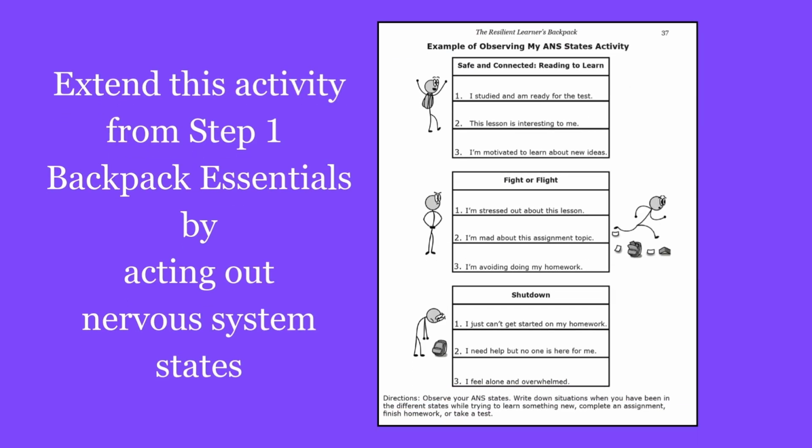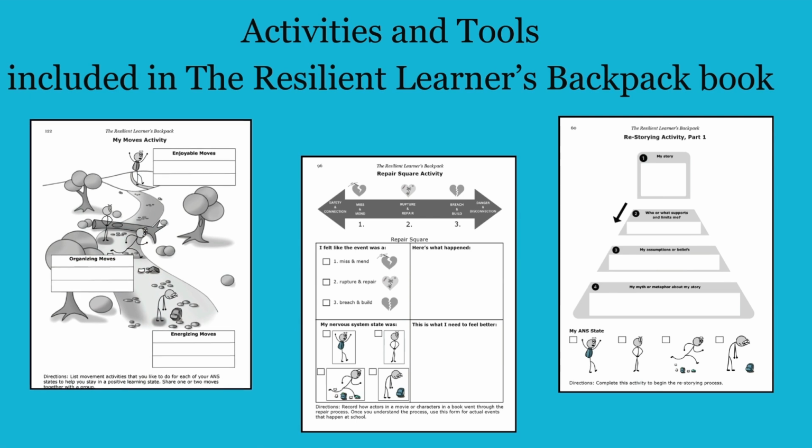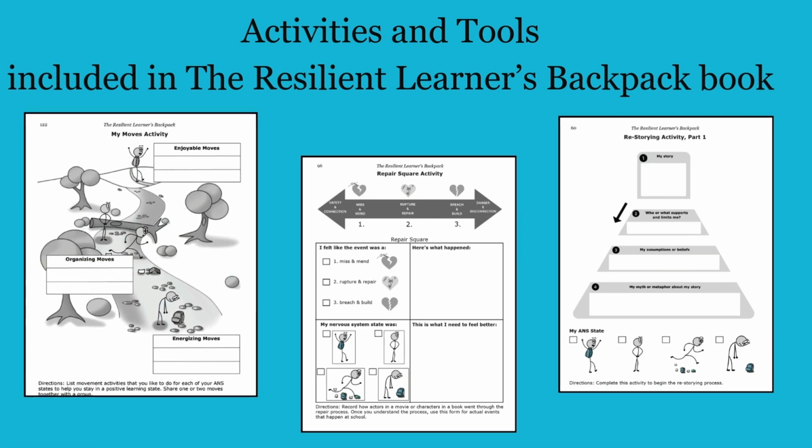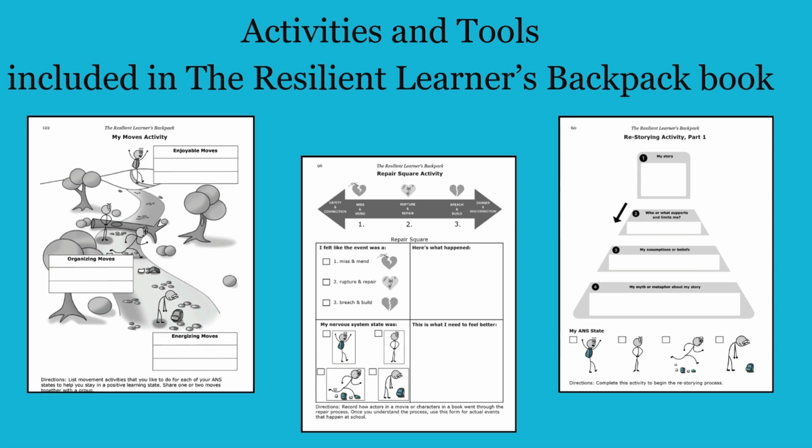11. Strengthening the social engagement system by participating in activities and games to act out nervous system states and observe people's expressions during different states. 12. Understanding the ANS befriending process to increase awareness of states during learning tasks and activities. 13. Monitoring states during learning episodes using monitoring tools and activities.